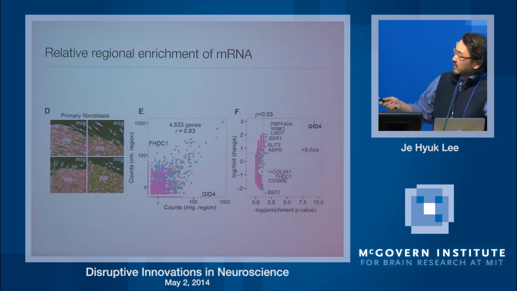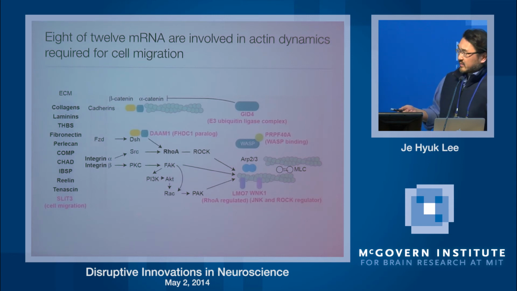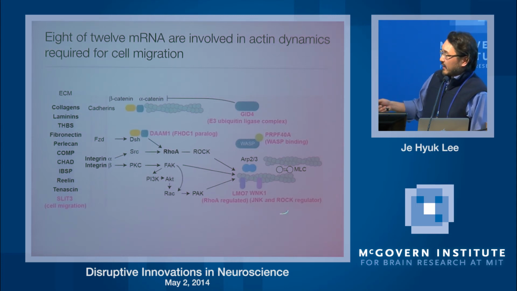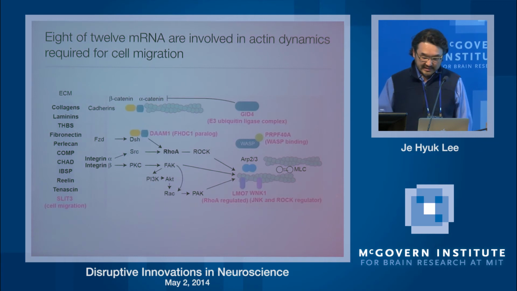If you do this, there are about 12 genes that meet our arbitrarily defined threshold for significance. One's really obvious. The others are kind of on the borderline. But if you look at these 12 genes, 3 are related to collagen, and all of them are involved in actin, extracellular matrix receptor dynamics. They include GID4, PRPF40, and WINK1. So we don't think that this is an accident.